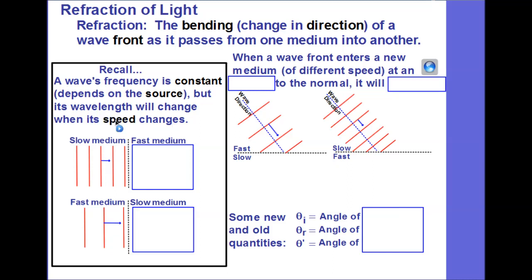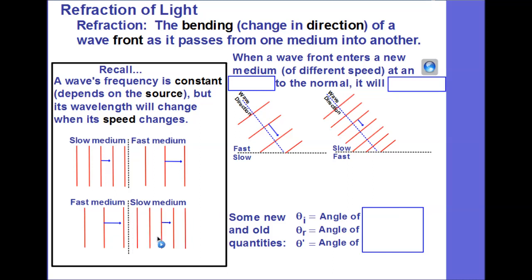Now, if we have some sort of wavefront, could be water, could be light, could be sound, that's traveling from a slow medium to a fast medium, and it hits it perpendicular to the normal, we would see no change in direction, but we would see a change in the wavelength due to the fact that the speed has changed. So the wavelength has increased in proportion with the speed. Now, if I go from fast to slow, you would see the wavelength decrease. When a wavefront changes from one medium to another and strikes at an angle, this is where we start to see refraction.